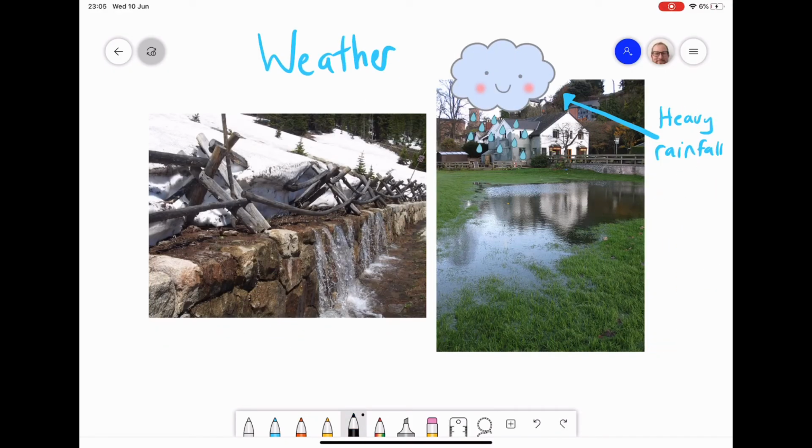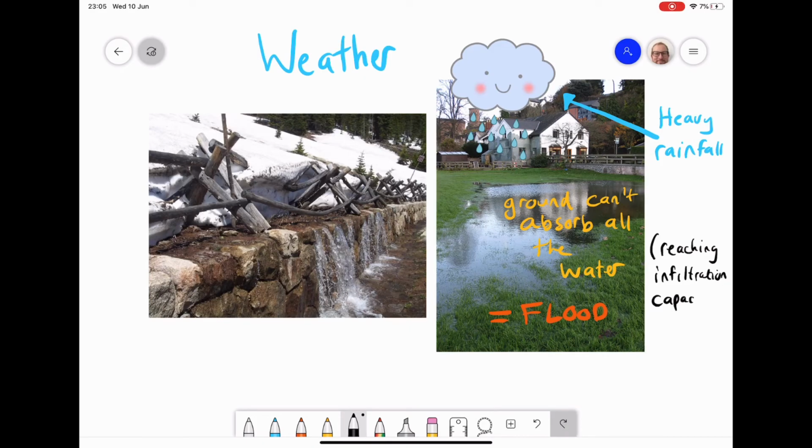Weather is another physical factor that can affect the amount of flooding. When we get a period of heavy rainfall, the ground is a bit like a sponge. It can only take so much. So if the rainfall is so heavy that the ground can't absorb any more water, then that water will appear on the surface and flood. And that's what we call reaching the infiltration capacity. So each bit of soil has a certain capacity to infiltrate certain amounts of water, but once that is reached, then the ground won't be able to soak any more, and it will obviously mean that the water will flood on the surface.